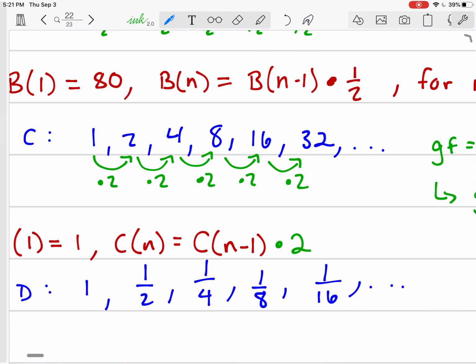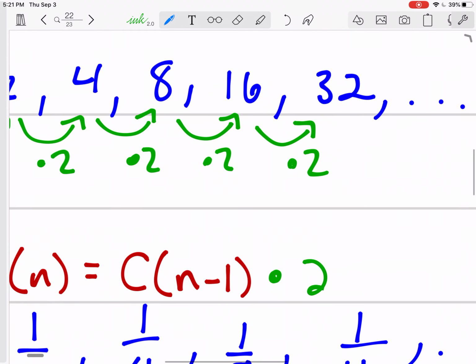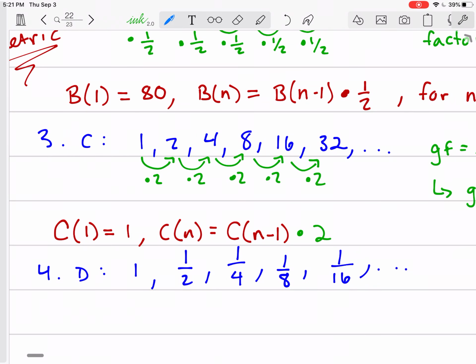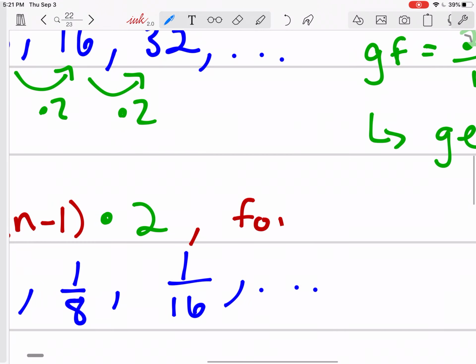We know that's true because to get to the next term, 2, we would have to multiply the previous term, 1, by 2. To get to the next term, 4, we would have to multiply the previous term, 2, by 2. To get to the next term, we would have to multiply the term before it, 4, by 2. Therefore, we're multiplying the previous term by 2. And again, this is going to be for all n greater than or equal to 2.